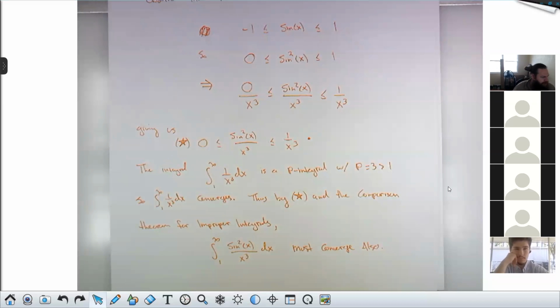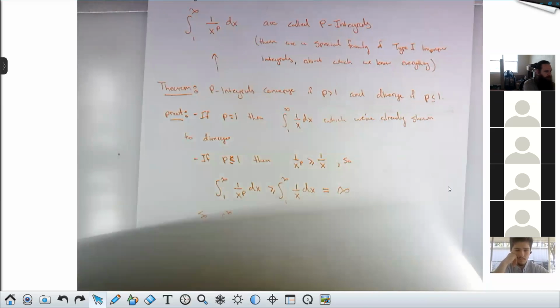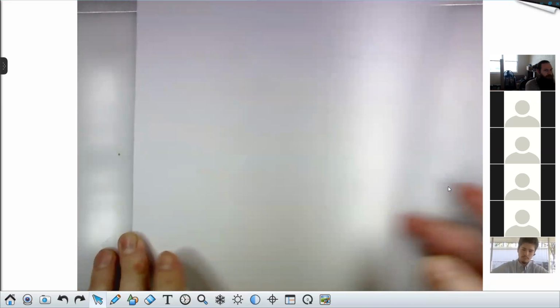Yeah, sorry, I guess I never gave the formal definition for a type 2 integral, did I? We just kind of did it by examples. Let me give the formal definition for a type 2 integral, and then we can go.